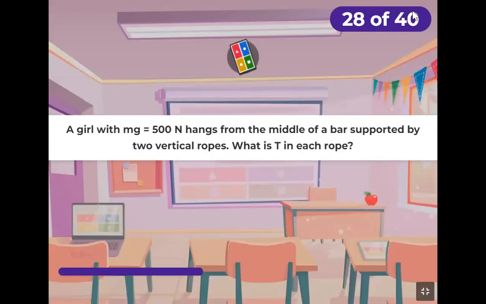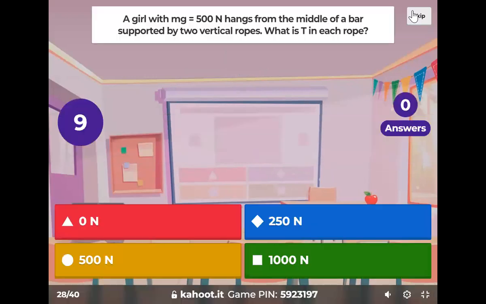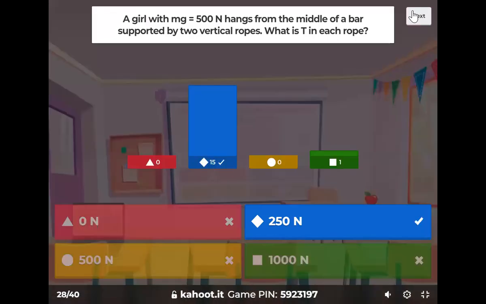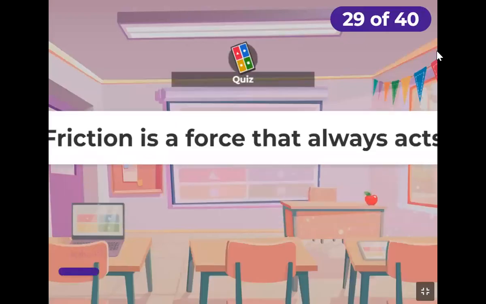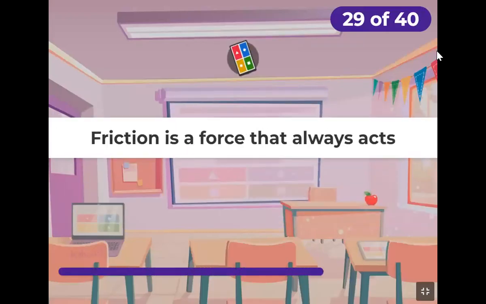A girl weighs 500 newtons and hangs from the middle of a bar supported by 2 vertical ropes. What's the tension in each rope? It's 2 ropes. There you go. So 250 each. Now that's if she's hanging in the middle. If she's hanging anywhere else, you got to bring in torque. But you guys do know the 2 ropes always add up to her weight, right? So regardless of where she's holding. All right. Friction is a force that always acts.